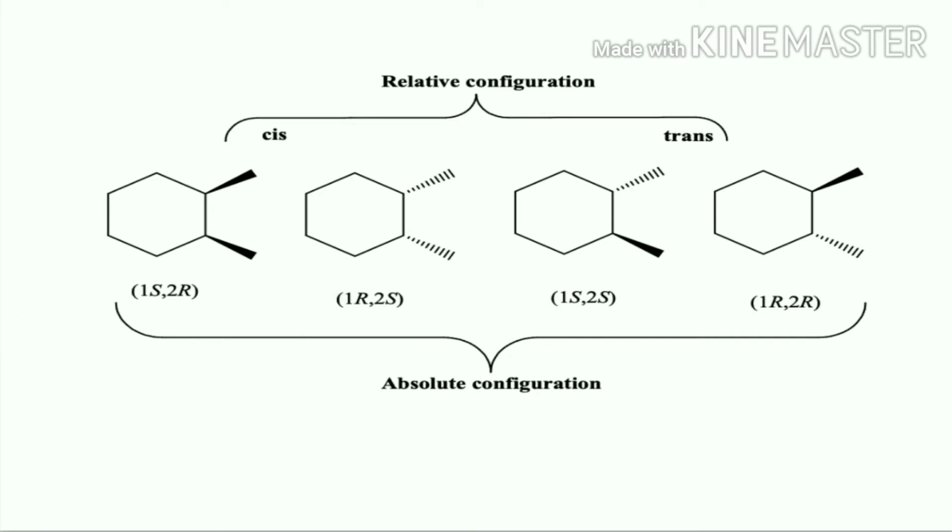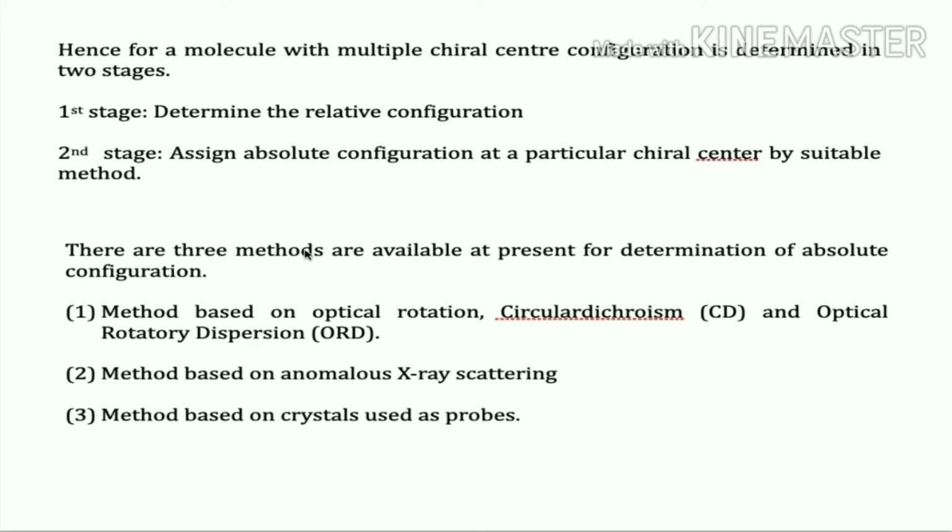Is it very simple? No, it is not simple. There are three methods available at present for determination of absolute configuration. First, methods based on optical rotation, circular dichroism, and optical rotatory dispersion. The second is the method based on anomalous X-ray scattering. And the third is the method based on crystals used as probes. These are the three methods available at present.